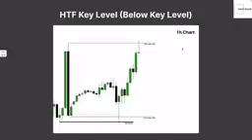So now let's take a look at an example of a CRT with a higher time frame key level below or above the CRT. As you can see right here, we have the CRT coming from the 1 hour. The key level will come from a 4 hour chart. Key level below the CRT low. As soon as we soup the CRT low, we're going to hit that key level. This represents a high probability trade. Then we target the opposing end of the 1 hour range.